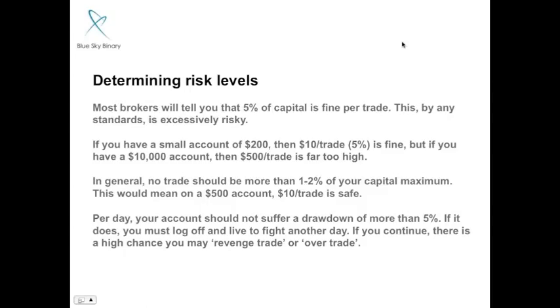So most brokers will tell you that 5% of your capital is fine per trade. This, in our view, is excessively irresponsible and very risky. It's also very ill-informed information.